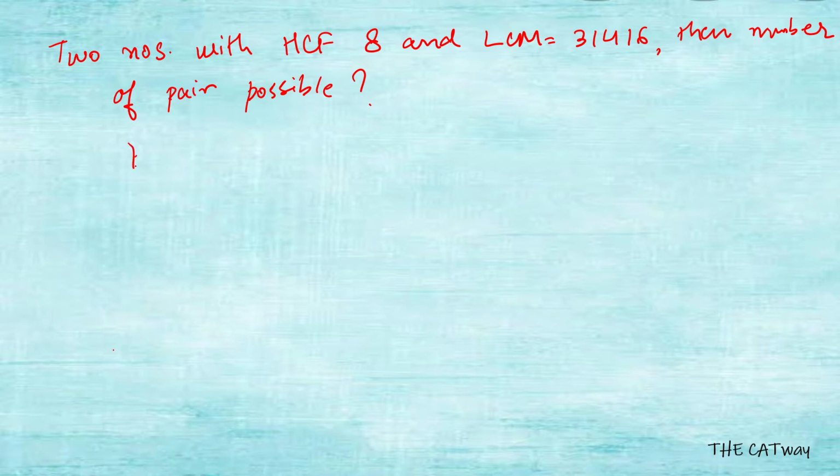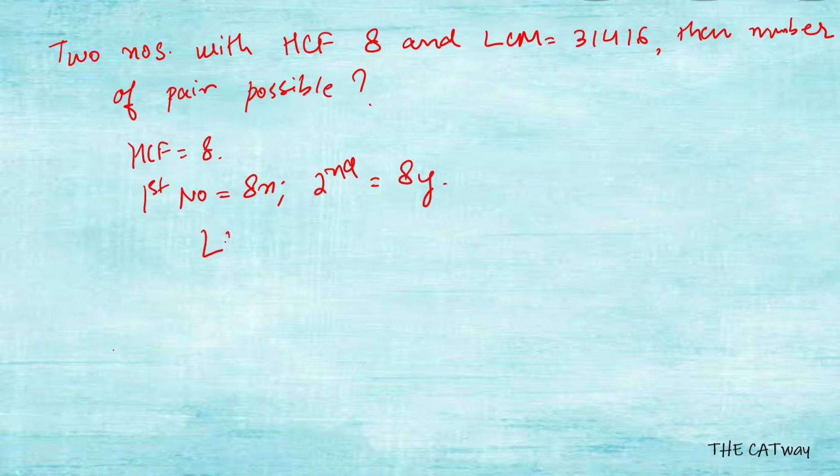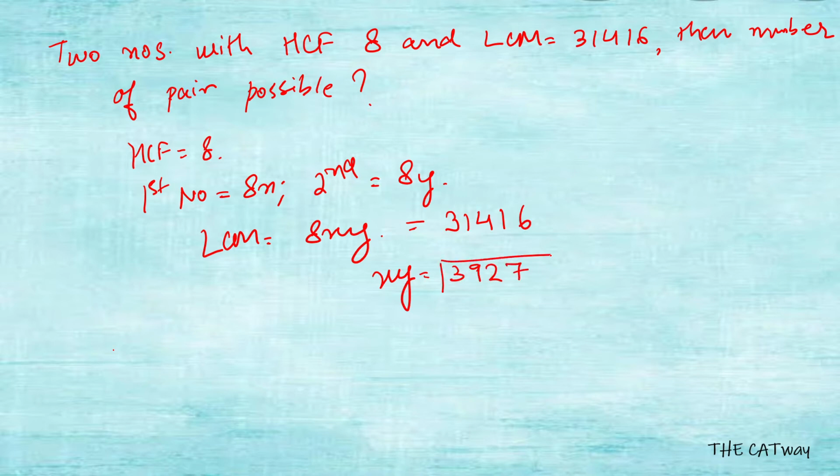So we have HCF equal to 8. So our first number would be 8x, whereas the second number would be 8y, and the LCM would be 8xy. What we have been given is 8xy is equal to 31416. So xy would be 31416 divided by 8, which is 3927. And 3927 is the product of two numbers, x and y. We also know that x and y have to be co-primes.